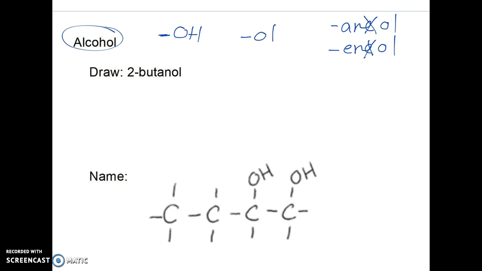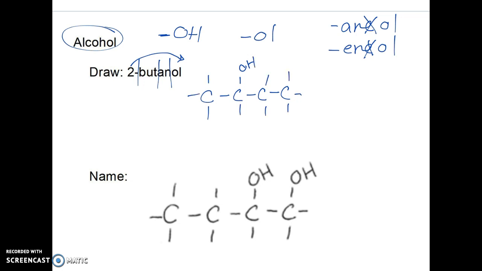So if right here it says draw 2-butanol. But, obviously, 1, 2, 3, 4 carbons. And then 2 tells us where the -ol is. So I'm going to go to carbon number 2 and I'm going to put an OH on it. That's it. Then I fill in the bonds to the hydrogens.